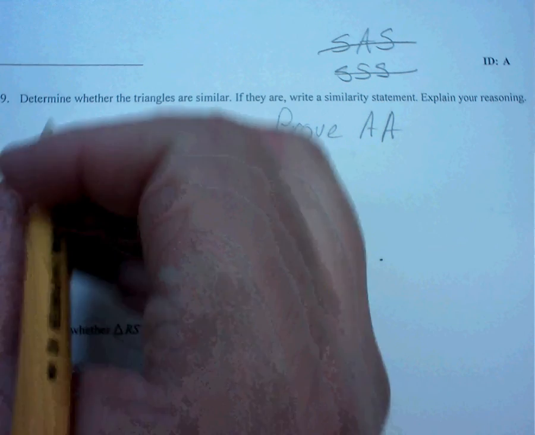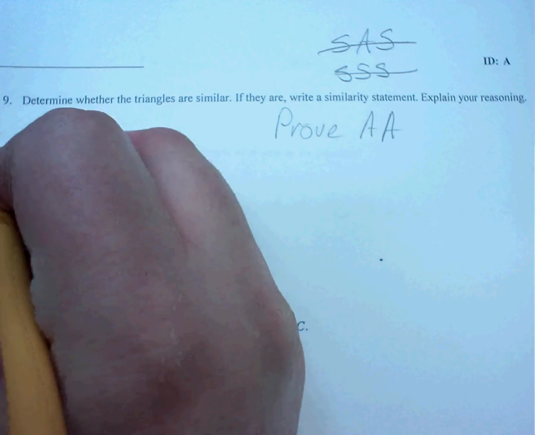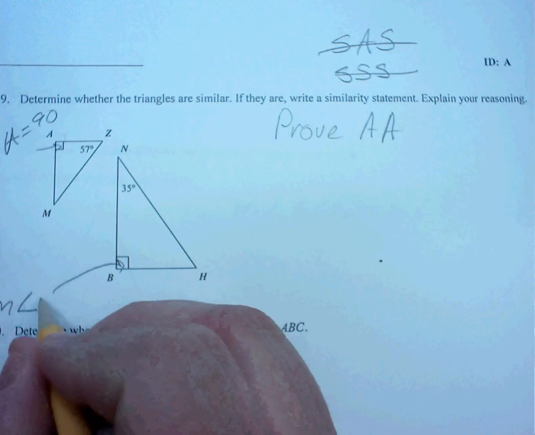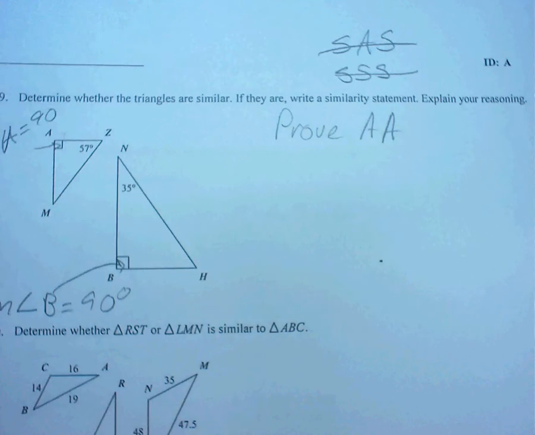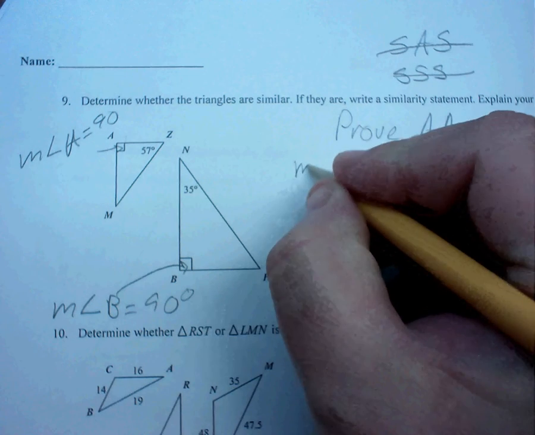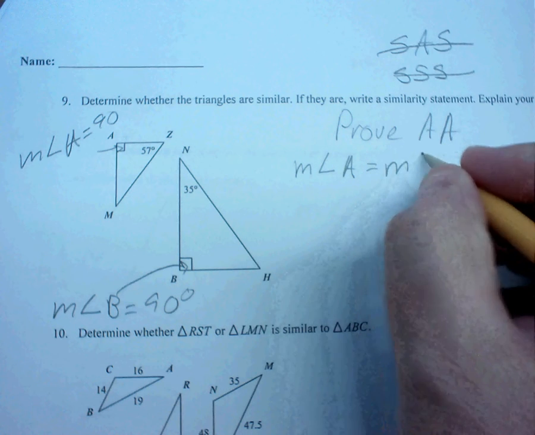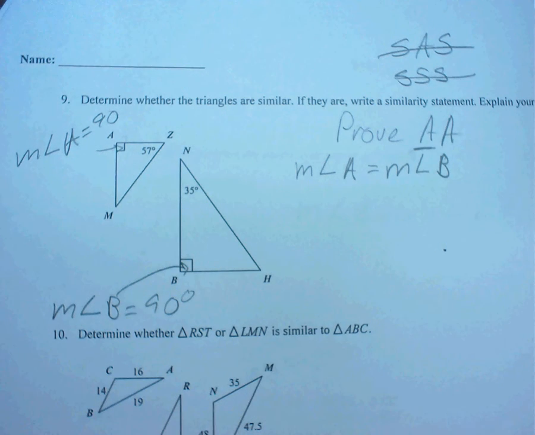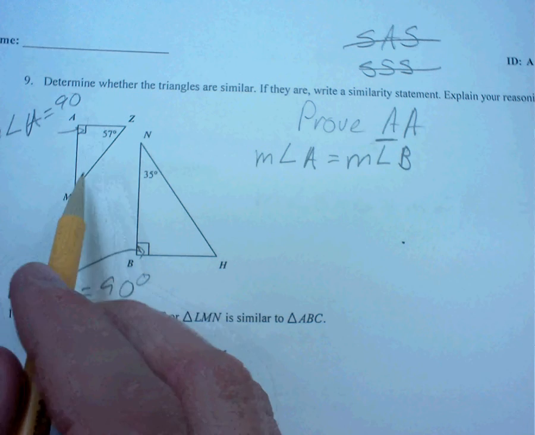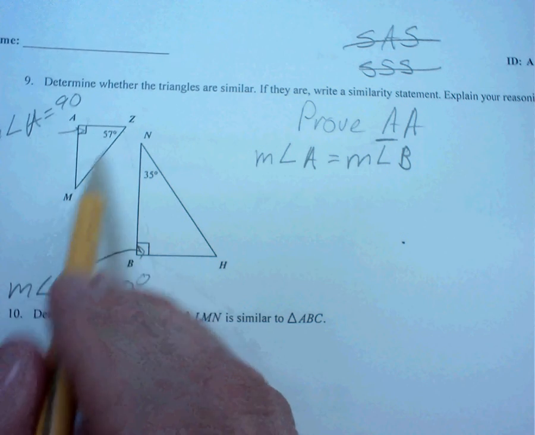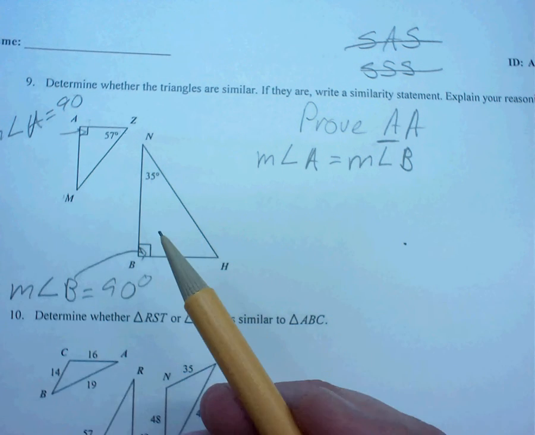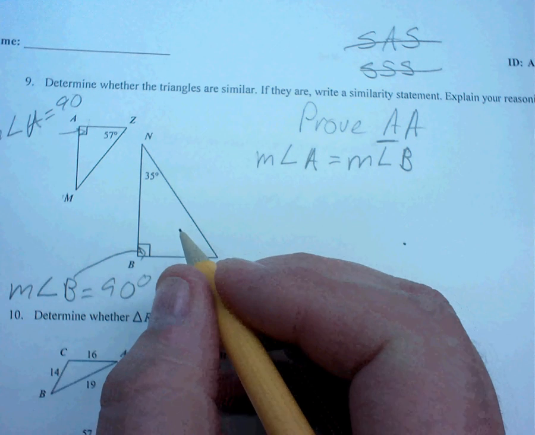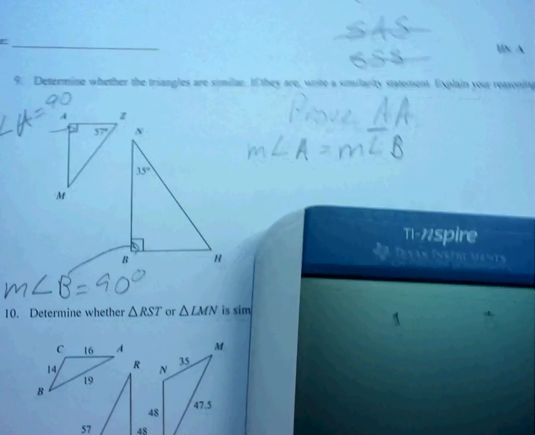So one thing I notice is that the measure of angle A equals 90 degrees. That's what this little square means. The measure of angle B also equals 90 degrees. So that means that the measure of angle A is equal to the measure of angle B. Well, that's one angle that I proved to be congruent. So then, on a right triangle, these angles have to add up to 90. So what do I add to 35 to make it equal 90? 55, right?